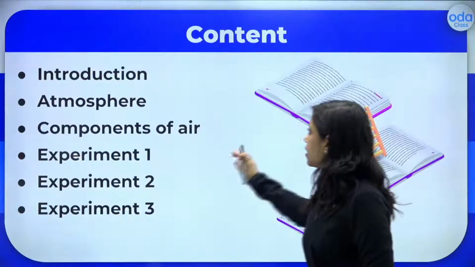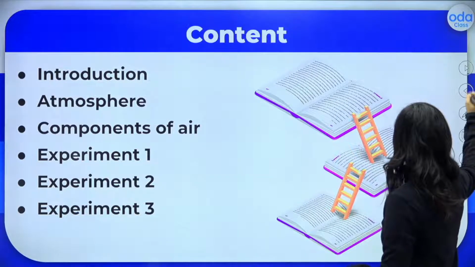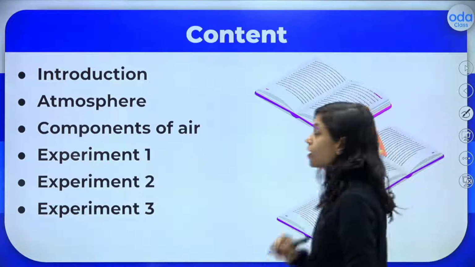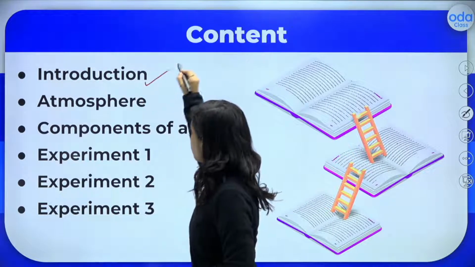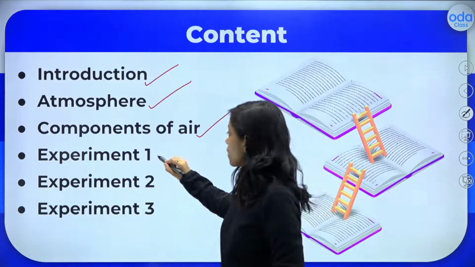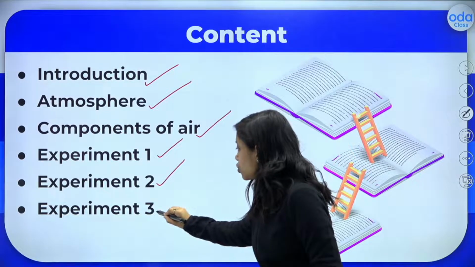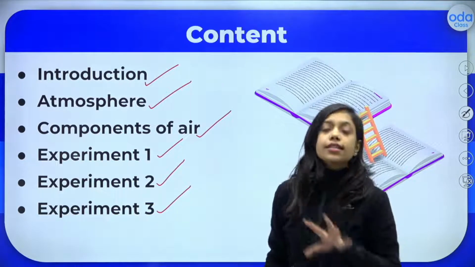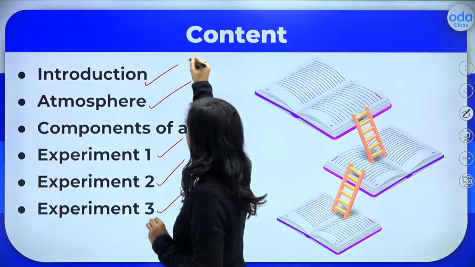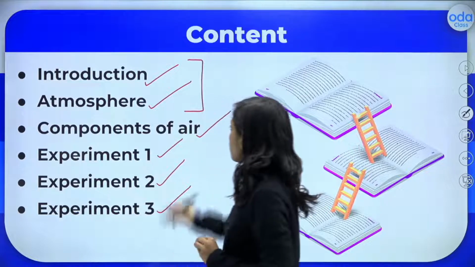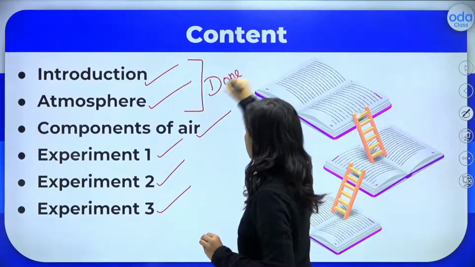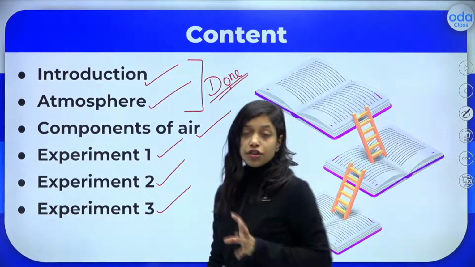So let us quickly see the content of this chapter, which is in your NCERT. Introduction, atmosphere, what are the components of air, experiment 1, experiment number 2, and experiment number 3. These are the contents given in your NCERT textbook. Yesterday, in the previous video, we completed the first part. If you haven't watched that video, you can watch it also.